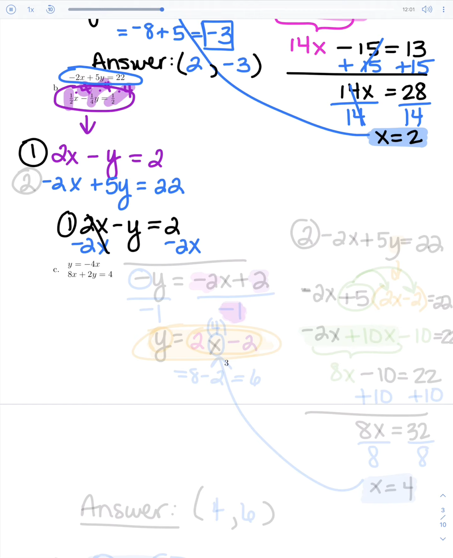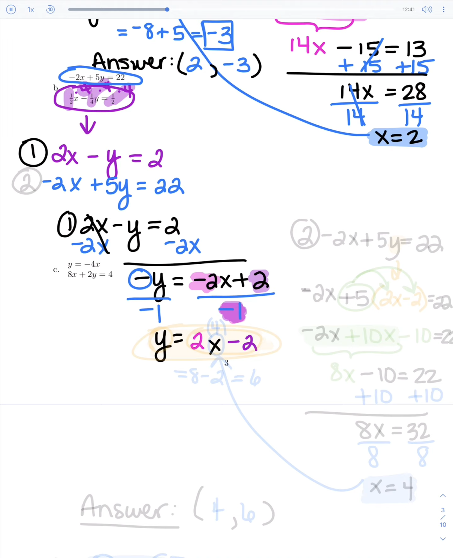So let's see what happens. That gets me negative y equals negative 2x plus 2. I still need to get rid of the negative, so I'm going to divide everything on both sides by a negative 1. That gives me that y equals, well, be careful. What happens here is the negative 2 gets divided by a negative 1, which is a positive 2x. And then let's see what else happens. I've got a 2 divided by the negative 1, which is going to turn into a negative 2.